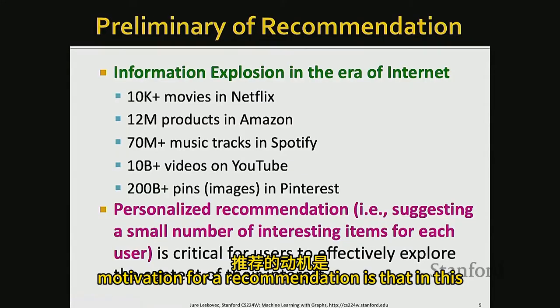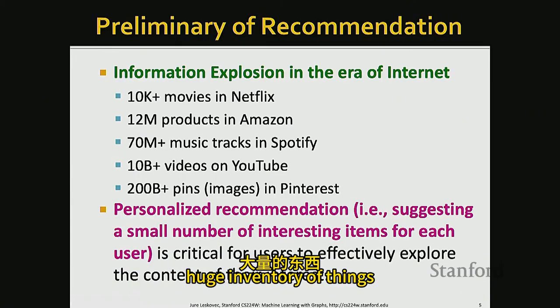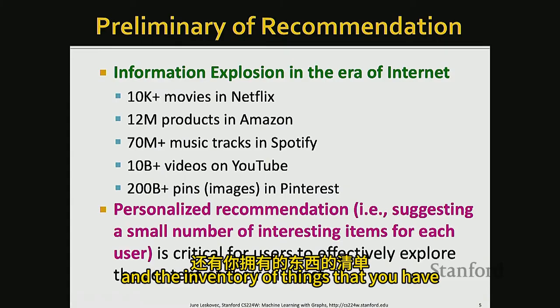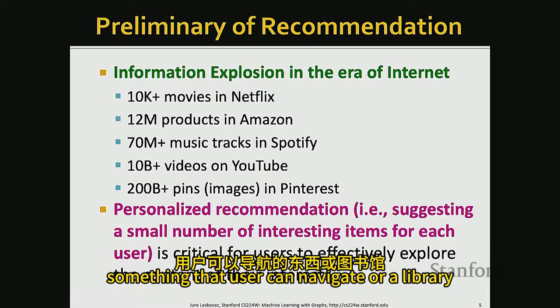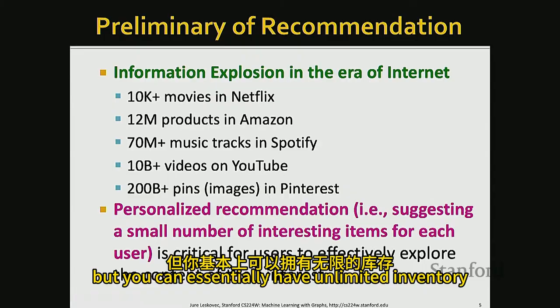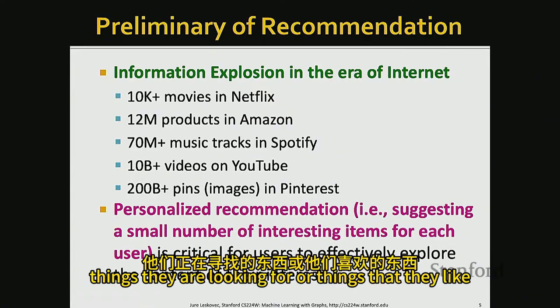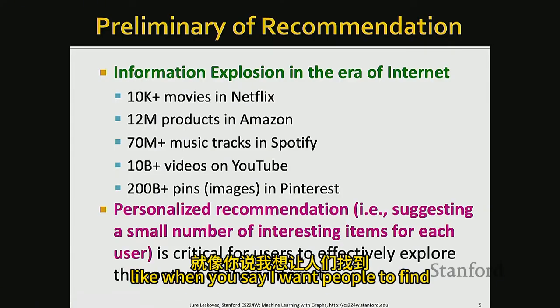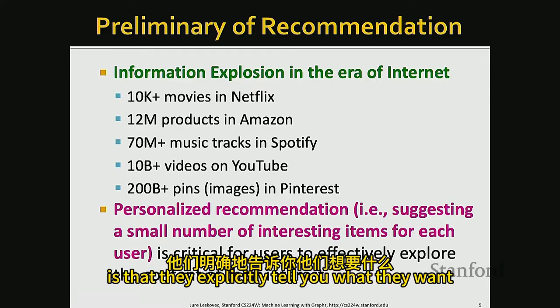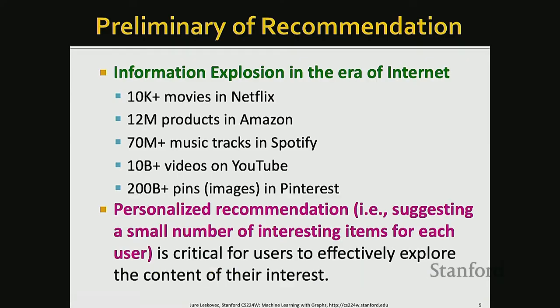But the main motivation for recommendation is that, mainly in the online world, you can have a huge inventory of things, and the inventory is not limited by some kind of physical store that a user can navigate, or a library, but you can essentially have unlimited inventory. The problem then becomes, how do people find things they are looking for or things that they like? And usually, one option is that they explicitly tell you what they want and you give it to them. That is a search engine type metaphor.